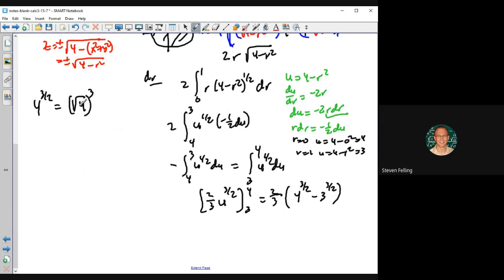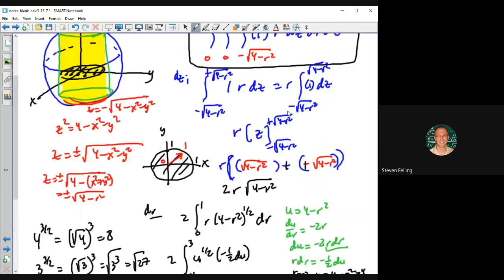Right? So the square root of 4 is 2. 2 cubed is 8. Okay, but what is 3 to the 3/2 power? Well, that's going to be the square root of 3 cubed, right? That's one way to think of it. It's also 3 cubed and then the square root. So that's the square root of 27. I think I like that way a little bit better. So that means this could be 8 minus the square root of 27, okay, times 2/3. That's the result of the second integral.